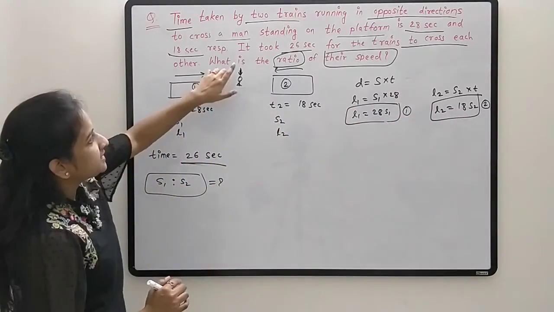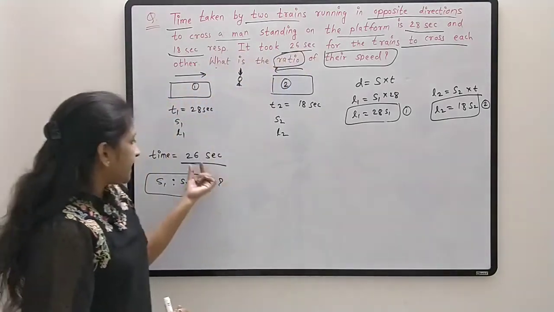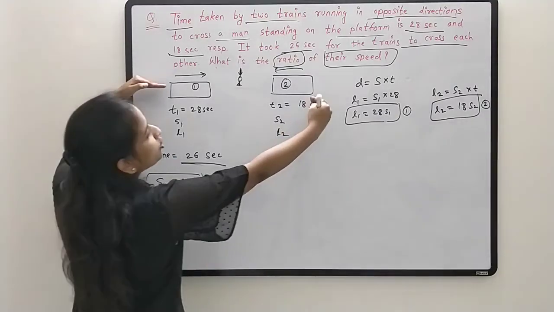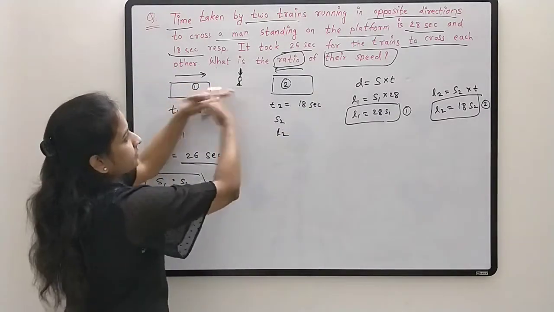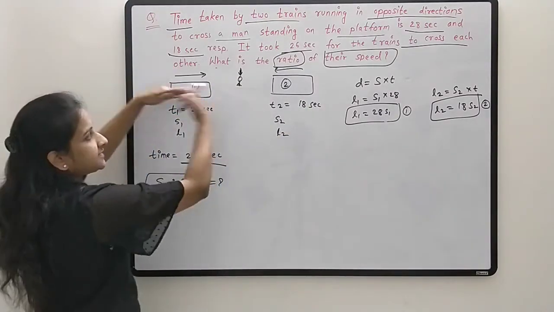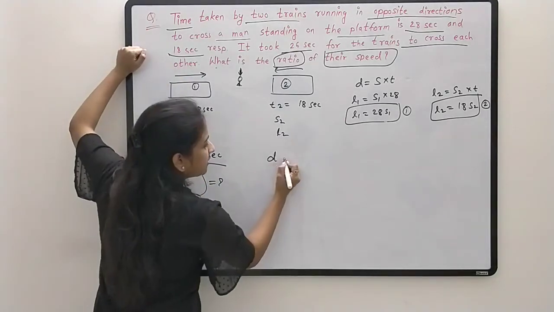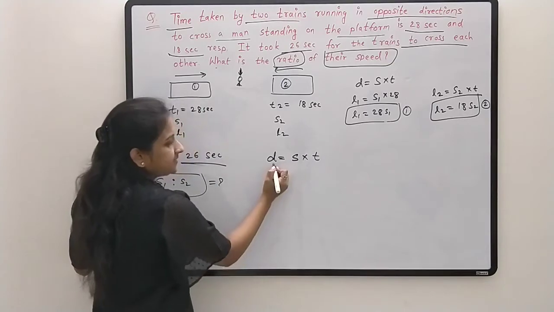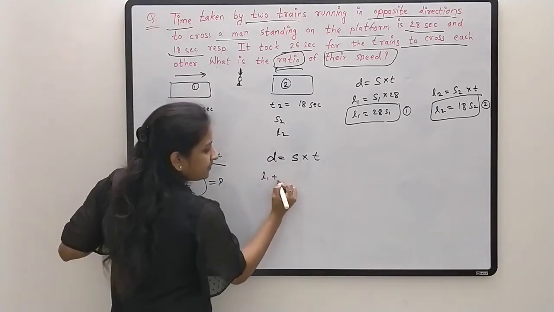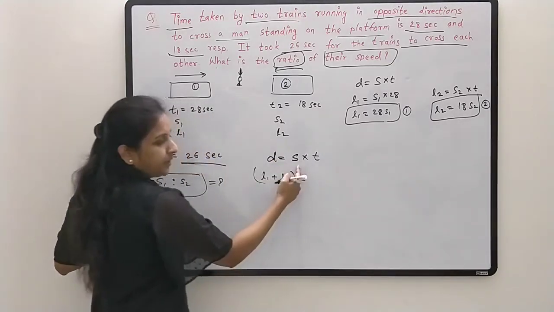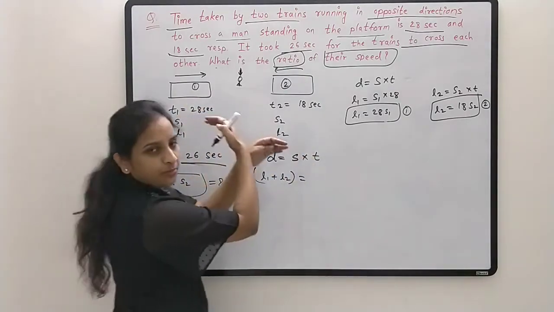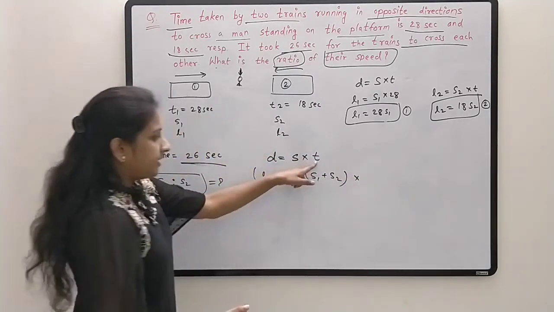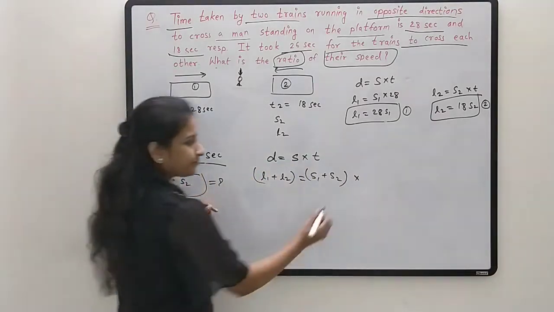Now, one more condition is given. It took 26 seconds to cross each other. Here, two trains are crossing each other in opposite direction. Two trains are running in opposite direction. So, what is our formula for this? Distance is equals to speed into time. In this case, distance is L1 plus L2. Speed is relative speed. They are moving in opposite direction. So, S1 plus S2 into time. T is 26 seconds. Right?